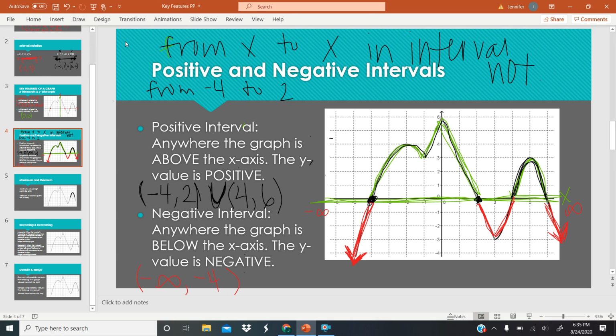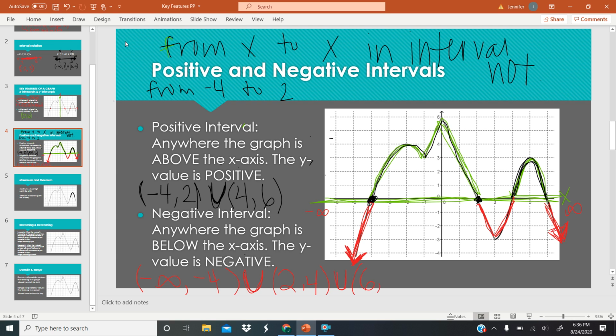So change that to a 4. And then we're going to want to do the union symbol to include our next interval. And we're going from 2 to 4. And then close that parentheses, union symbol again, because we're going from 6.